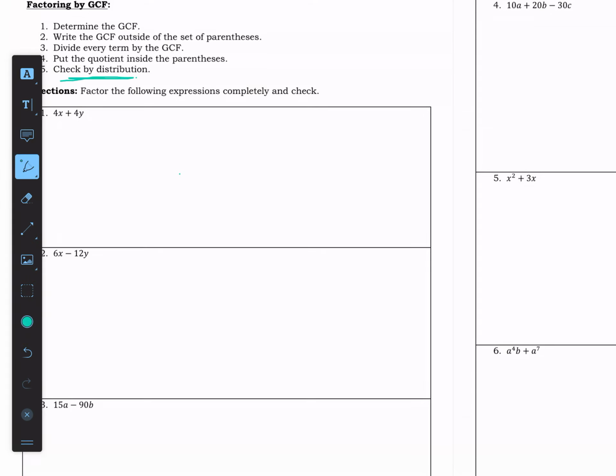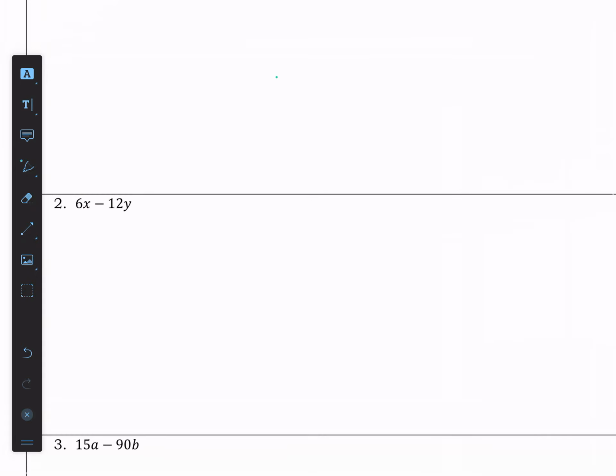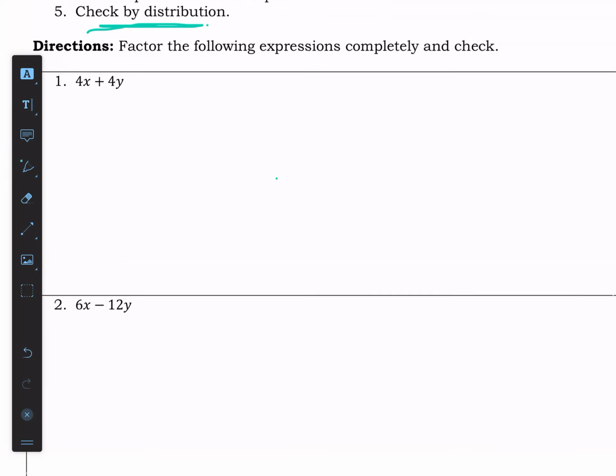Now, number 5, check for distribution. I'm not going to make you do that. It's just something that is an option that would just help you make sure that you got the right answer. So we really just did number 1 on the previous page. So let's go to number 2.